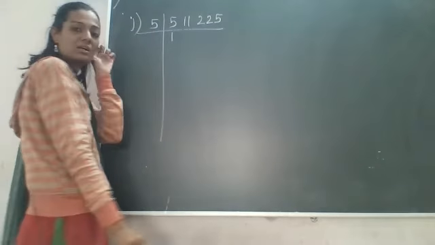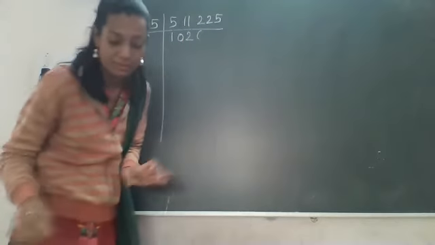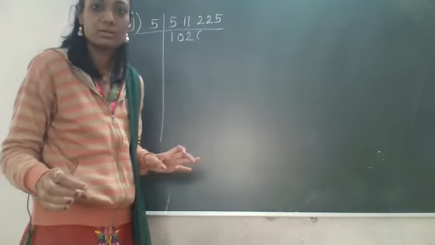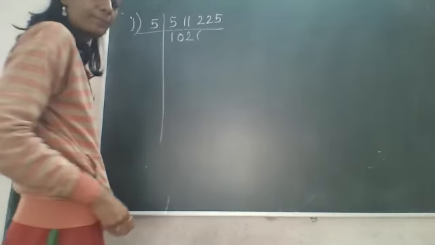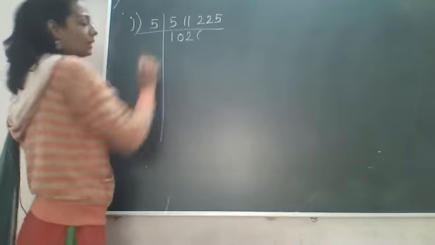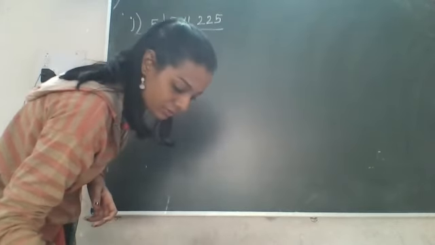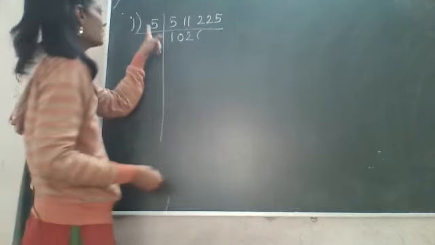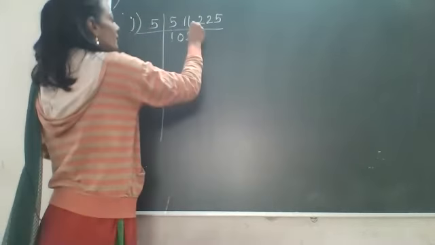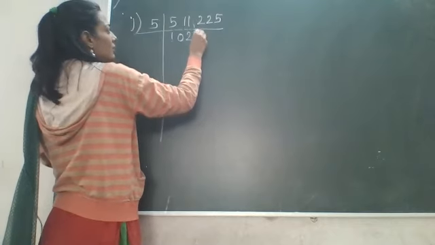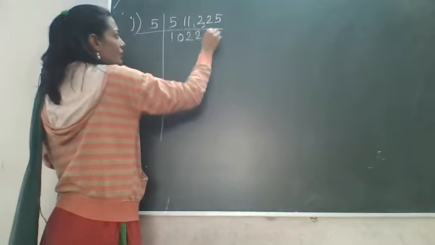5 ones are 5, 5 2s are 10. Any doubt? No, no, ma'am. Okay, chalo. Again, 5 ones are 5, 5 2s are 10. Again, 5 2s are 10, 5 4s are 20, and 5 5s are 25.